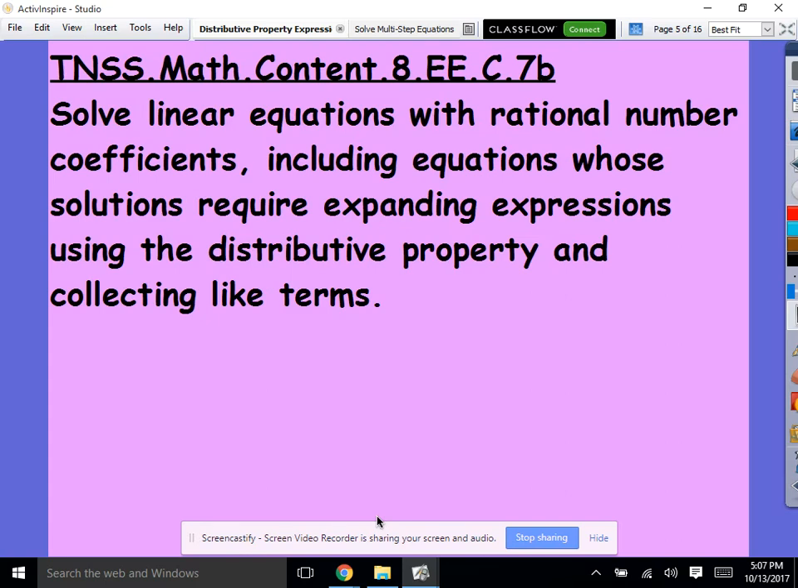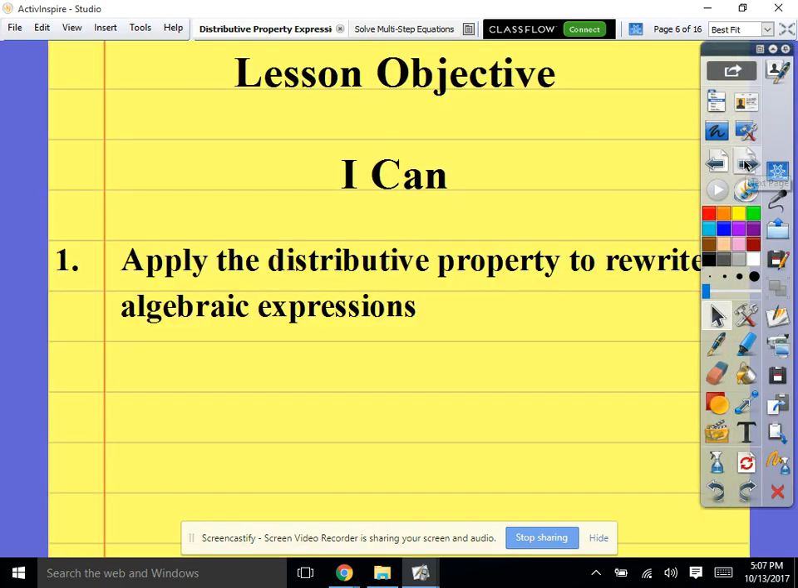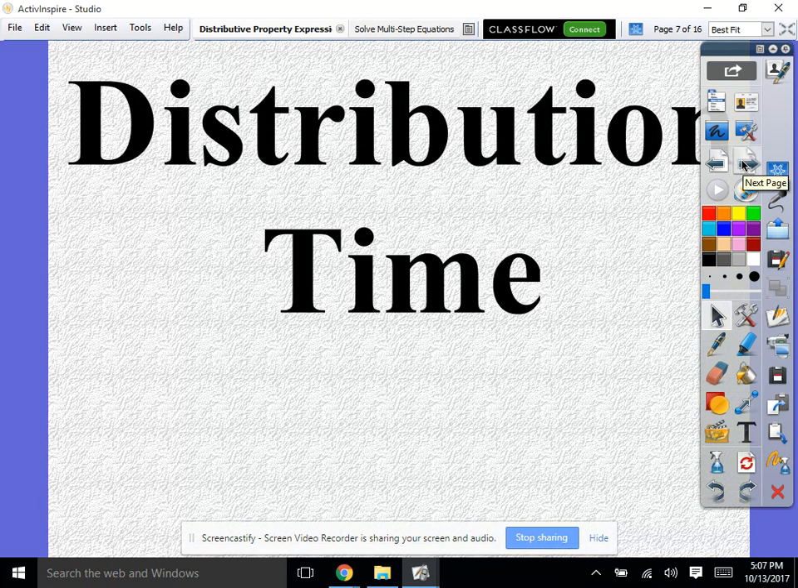Our Tennessee State Standard today, we are still solving linear equations with rational number coefficients, including equations whose solutions require expanding expressions using the distributive property and collecting like terms. Your lesson objective that you need to write down: I can, or I am learning to, apply the distributive property to rewrite algebraic expressions. Distribution time. Well, I guess you'll find out what this means tomorrow in class.